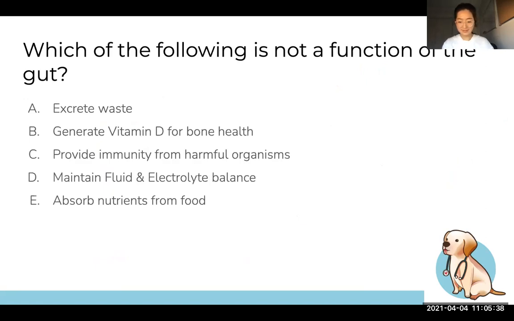Now there's a bunch of questions which I will not run through, but that pretty much covers all the GIT motility and secretion stuff. Now we will be talking a bit about the liver, a bit about gallstones and how to differentiate, and also a bit about liver enzymes as well.